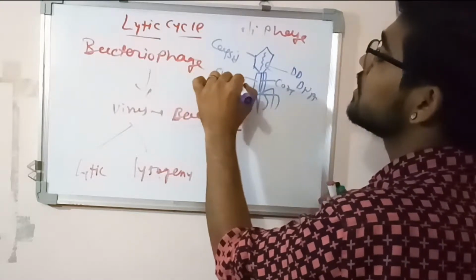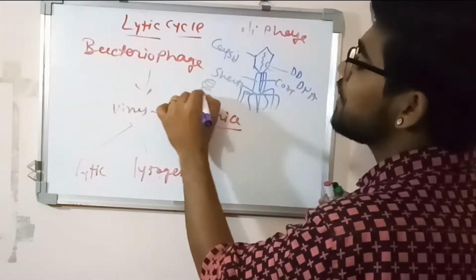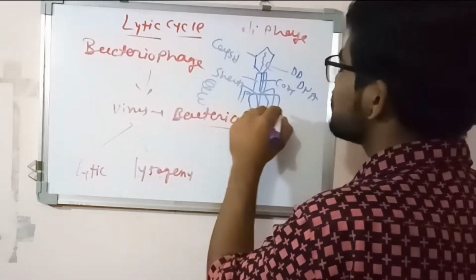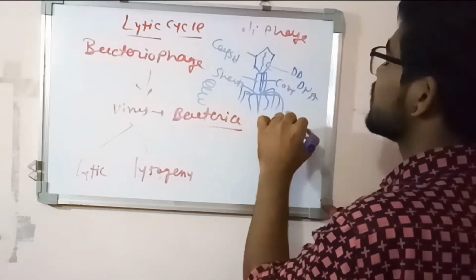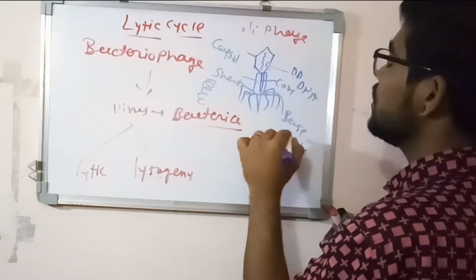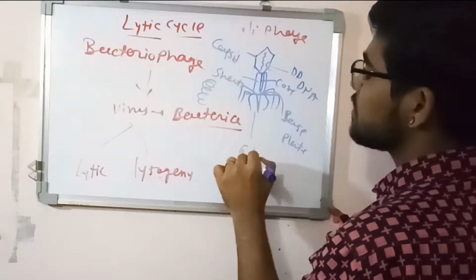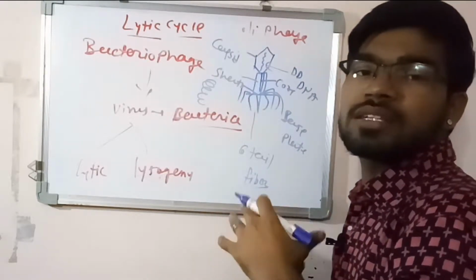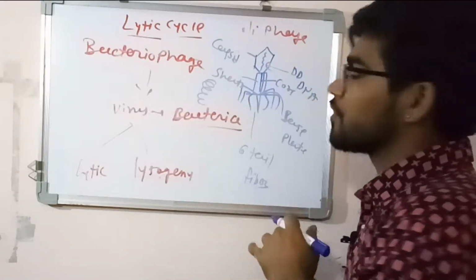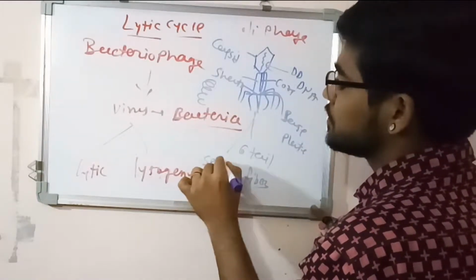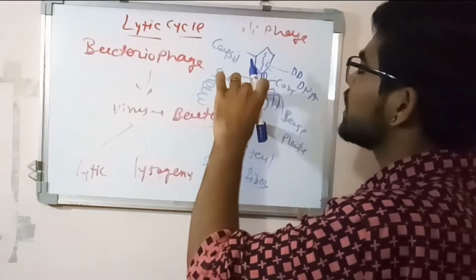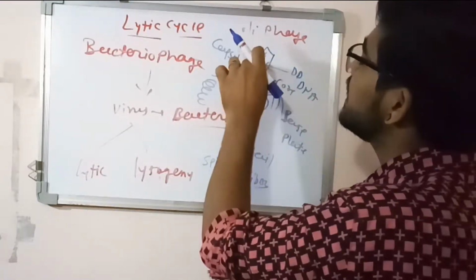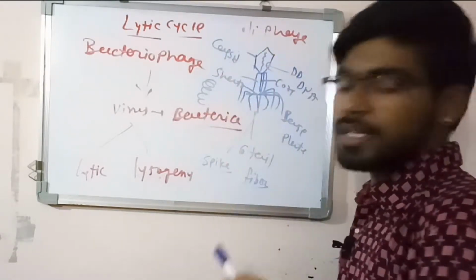Here's the sheath. The sheath contains 24 annular rings, which work like a spring, going up and down, pulling and pushing. This is the base plate, a hexagonal base plate. Onto the base plate, there are 6 tail fibers, which attach to the bacterial cell wall. This is the spike. A sharp spike is located below the base plate, which penetrates into the bacterial cell to inject the genetic material of the phage into the bacterial cell.